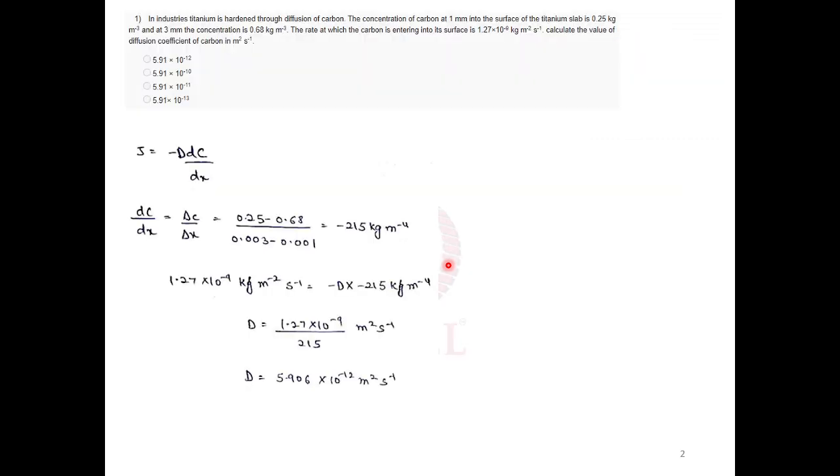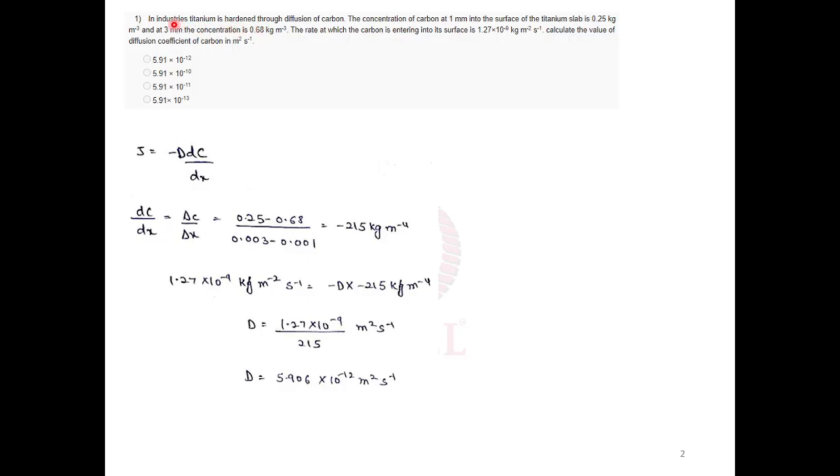This is the first question, where you have to calculate the diffusion coefficient, and in most cases J is the term, where J basically tells you about the flux, 1.27 into 10 to the minus 7 kg meter to the minus 2 into second inverse, and from there you need to calculate the diffusion coefficient, this D value. This is a normal procedure: you just put the value here. So J equals D into dC/dx.